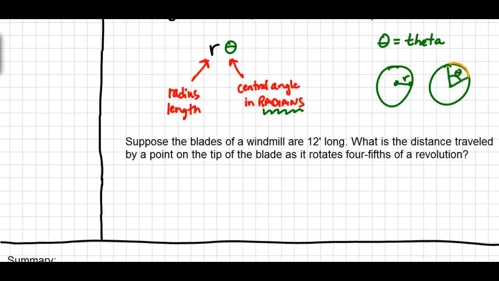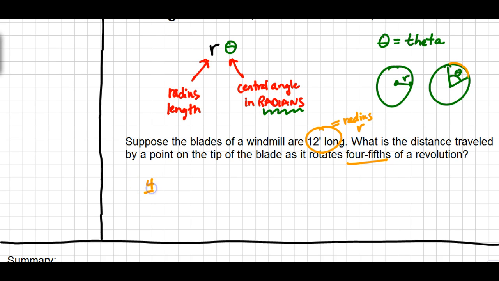So a typical word problem that students are going to see are things like this example here. Suppose the blades of a windmill are 12 feet long. What is the distance traveled by a point on the tip of the blade as it rotates 4/5 of a revolution? So we're given a radius here, an R. We're also given a revolution, so our job there is to convert that 4/5 into radians.